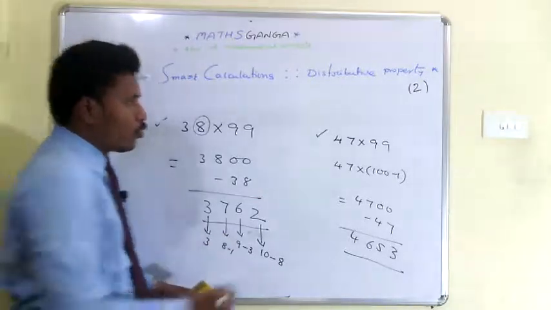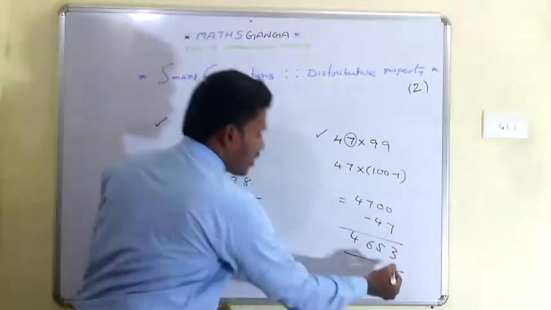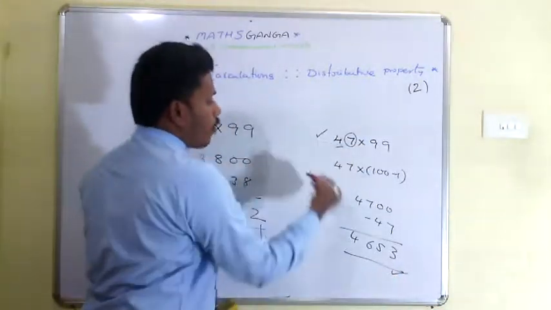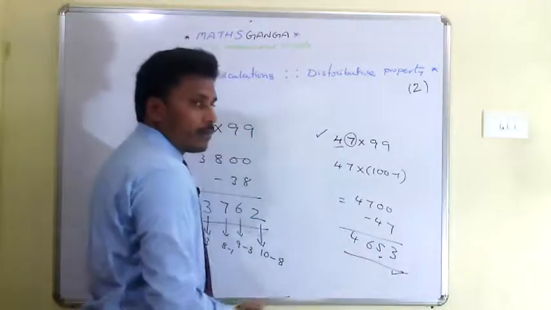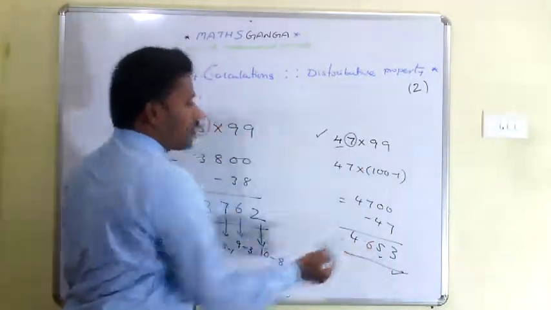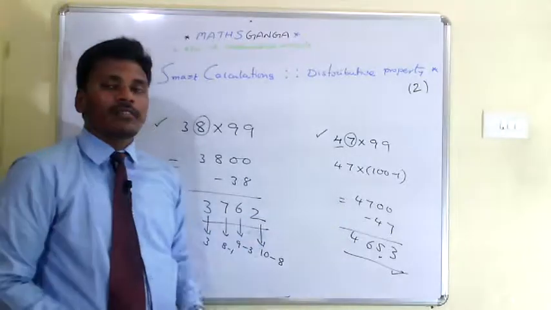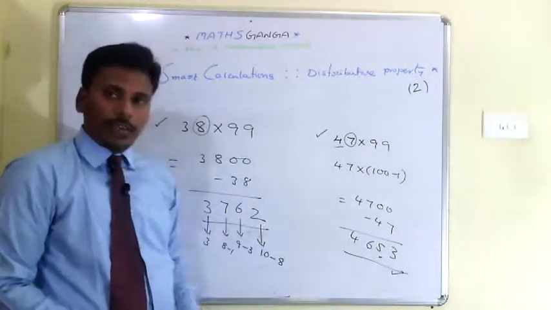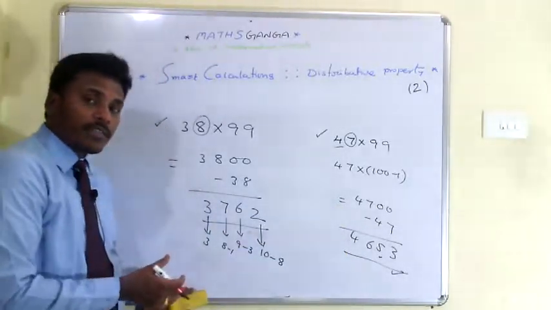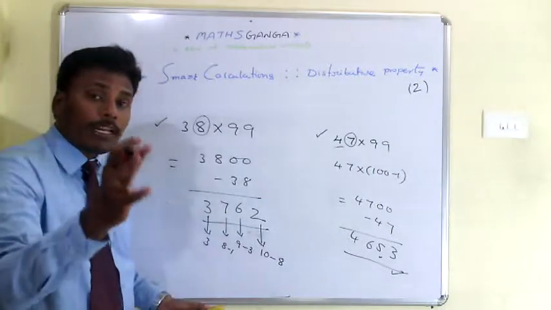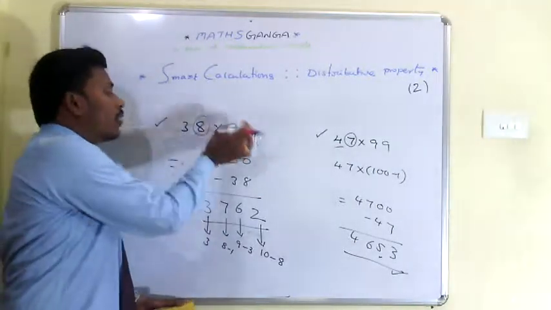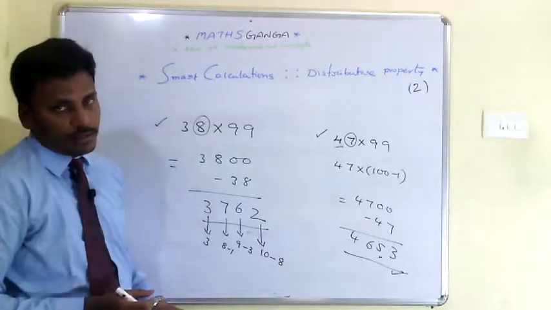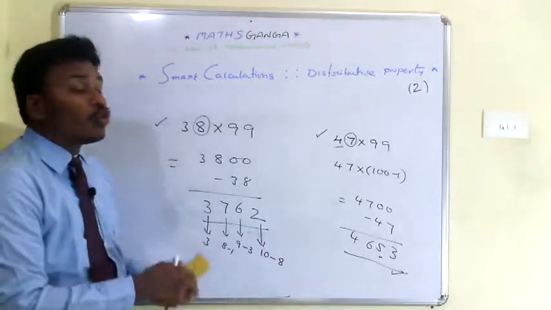For this number also, this is 7, 10 minus 7 is 3 here. This is 4, 9 minus 4, 5 is here. And then 7 minus 1, 6 is here. Then the result, the next number is 4: 4, 6, 5, 3. So whenever it happens, it happens if you multiply a 2-digit number with a number having 2 nines.